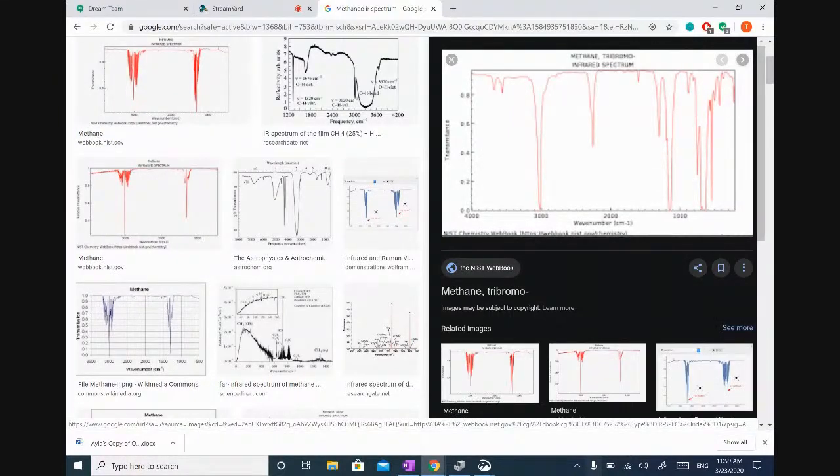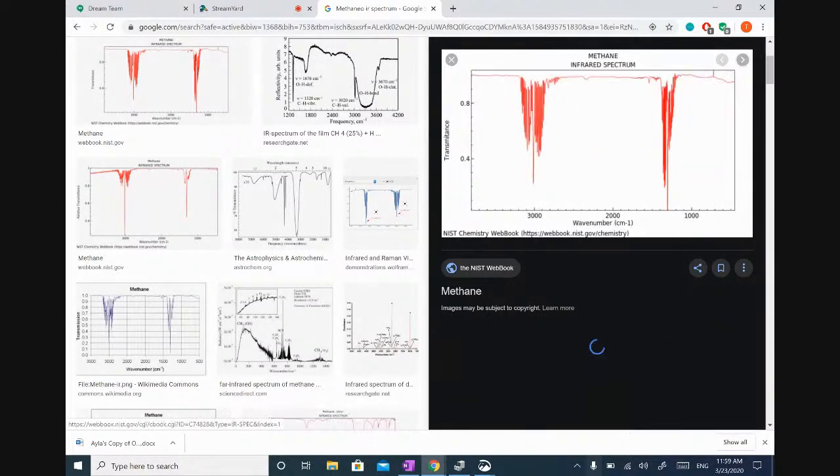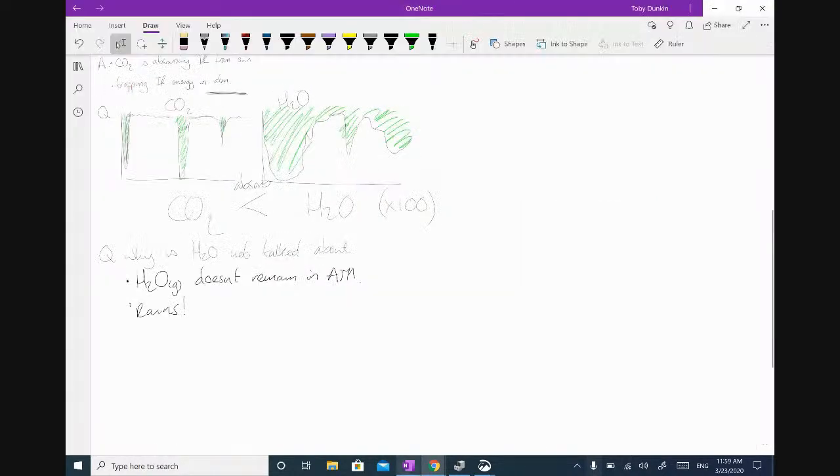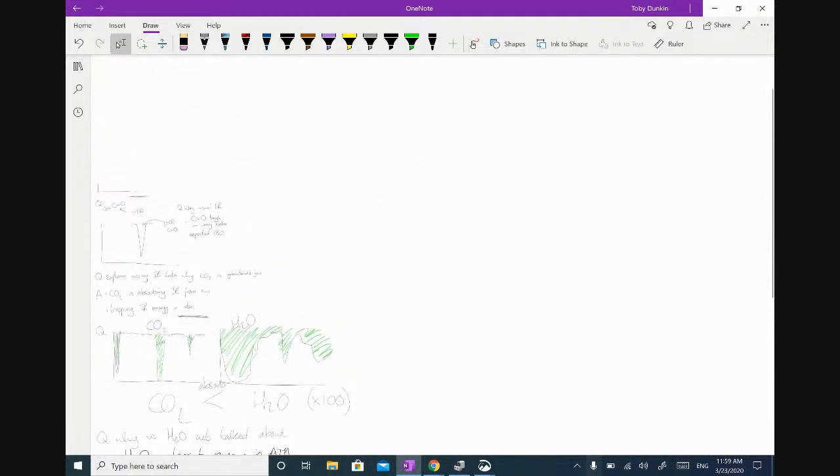Methane infrared. Oh, tribromomethane. That's definitely not what we want. We just want to stick with the methane one. There we go. So, again, similar to CO2 probably in its total. But, of course, methane is, again, staying in the atmosphere. So, much more problematic than carbon dioxide is.